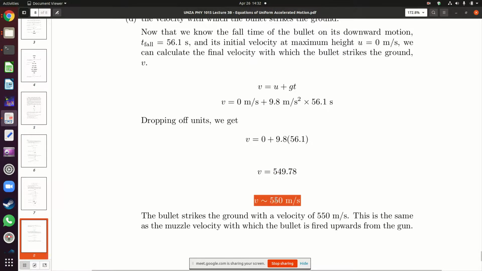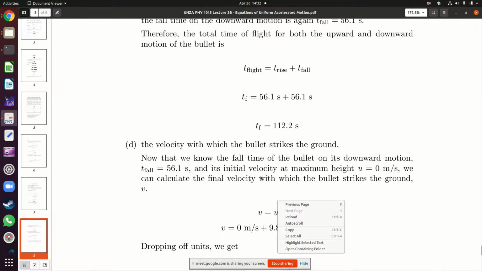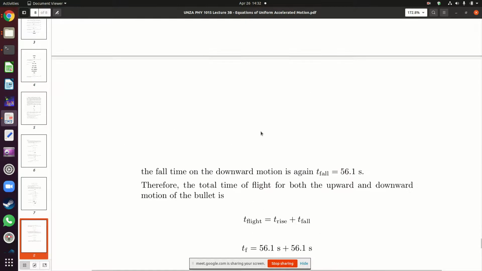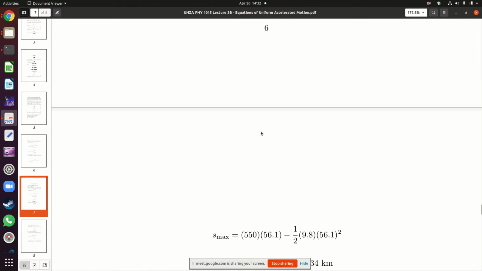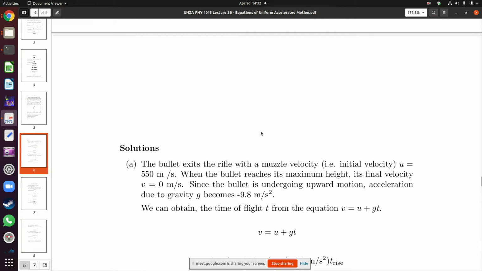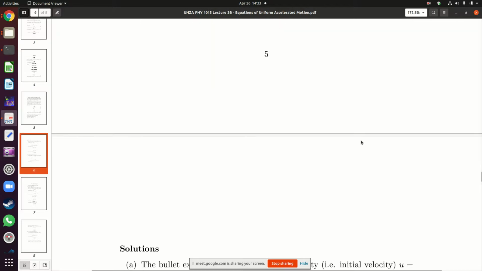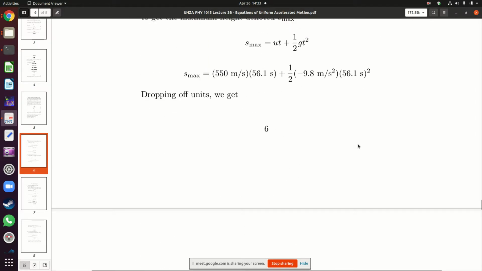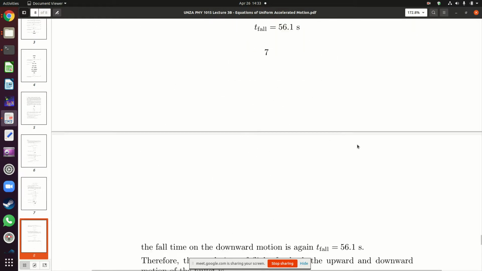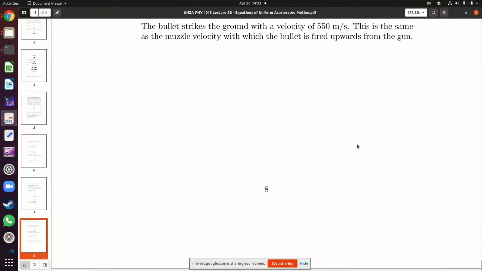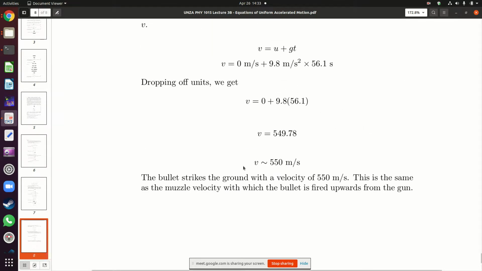Now, this 550 meters per second, if you look at our question, is the same velocity with which the bullet left the gun. Here. The bullet leaves the gun with a muzzle velocity of 550 meters per second. So when the bullet comes back and hits the ground, it is going to have the same velocity with which the bullet left the gun. Here. So it hits the ground with this velocity.